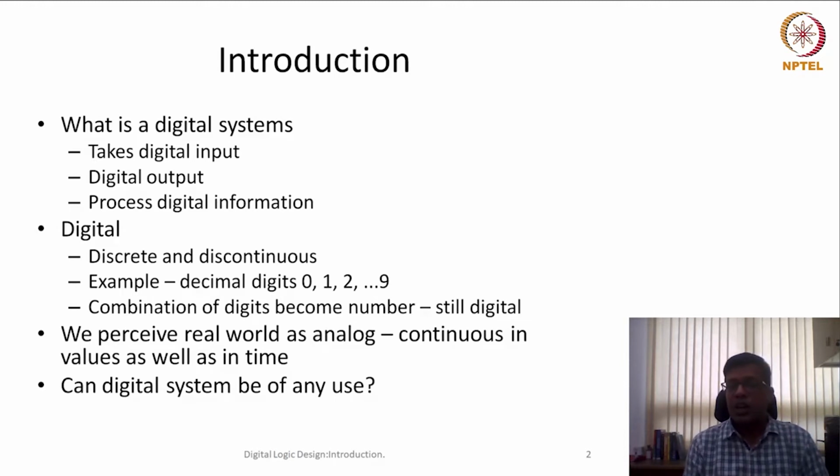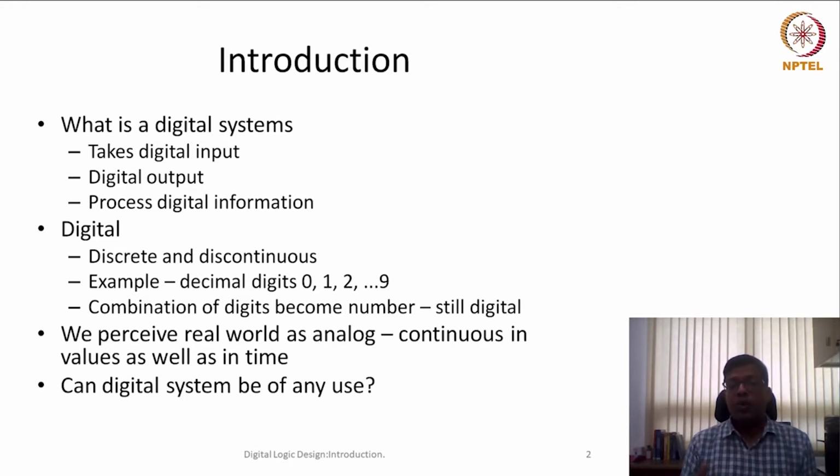Discrete means certain, like 1, 2, 3, 4. Discontinuous means it's not continuous. Neither is it continuous in space nor continuous in time. Space means we can also say continuous in values. All of you might have heard the phrase decimal digits, because in our decimal representation of numbers, we call 0, 1, 2, 3, 4 up to 9 a digit. That's called a single digit.